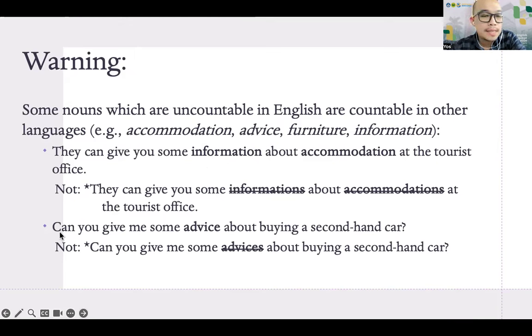You can say, can you give me some advice about buying a second hand car? But you cannot say, can you give me some advices? No, you cannot say that. Okay.